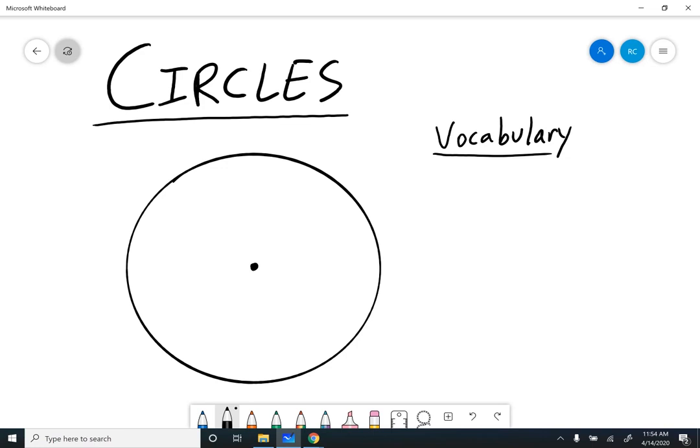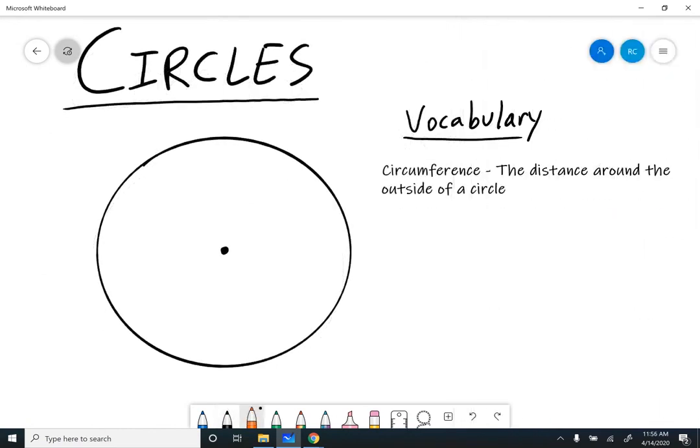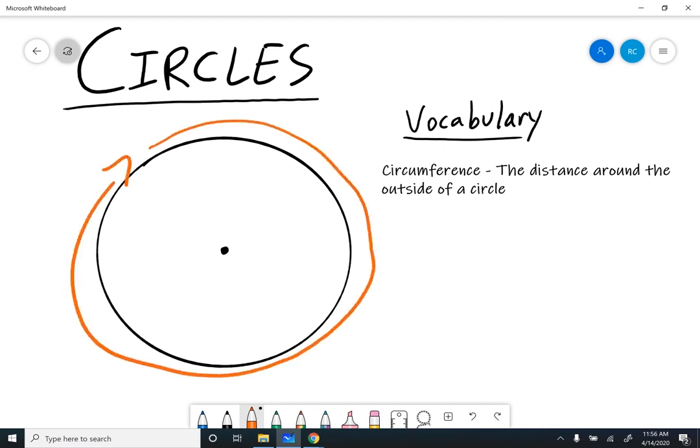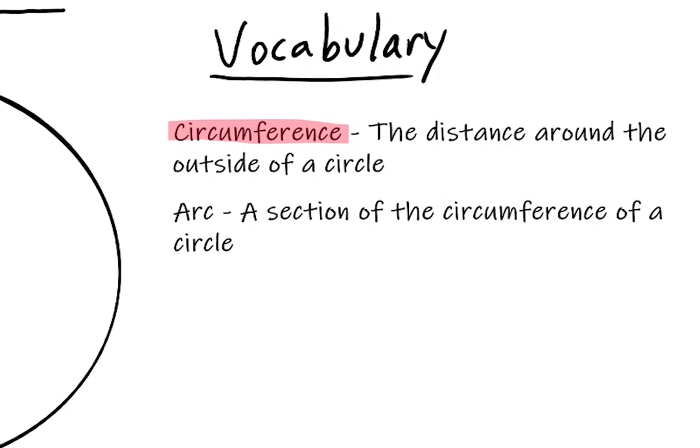So let's remind ourselves of a couple of pieces of vocabulary about circles from last year or the year before. Now, the circumference of a circle, as I'm sure you all remember, is just the distance all the way around, right? If I was to walk all the way around the circle, the circumference is the distance that I would be walking. So that's circumference. Now, here's a new piece of vocabulary. An arc is just a section of the circumference, a piece.